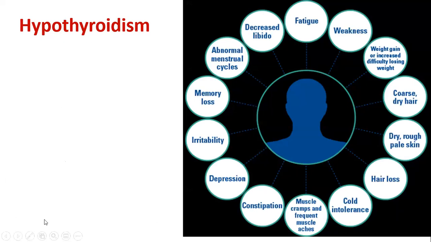You know, the coarse, dry skin and hair, dry, rough, pale skin, because of low thyroid hormone. You can compare with the other way. So hair loss is very classic in hypothyroidism, especially, one of the early signs we see is that their eyebrows are missing from the periphery.